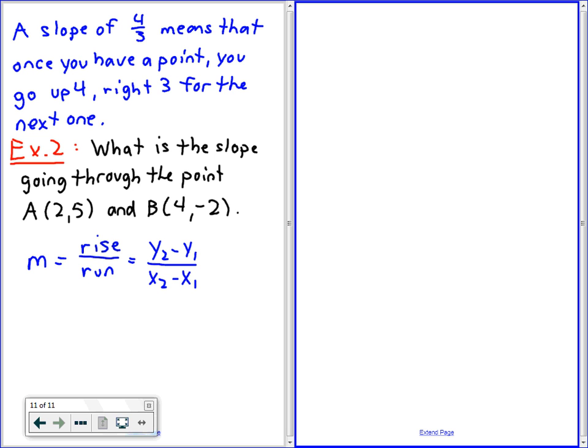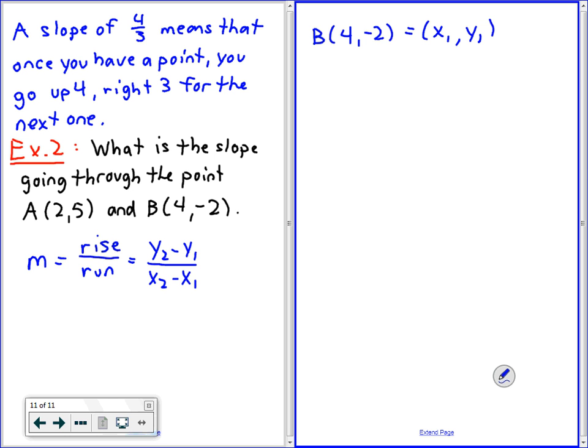Will, if you could pick a favorite letter, would it be A or B? B. That sounds good to me. So what Will has chosen, he's chosen the second letter to be my first point, which is okay. So what that actually represents, Lily, is that x1 now is going to be 4, y1 is going to be -2. So everyone see that then?